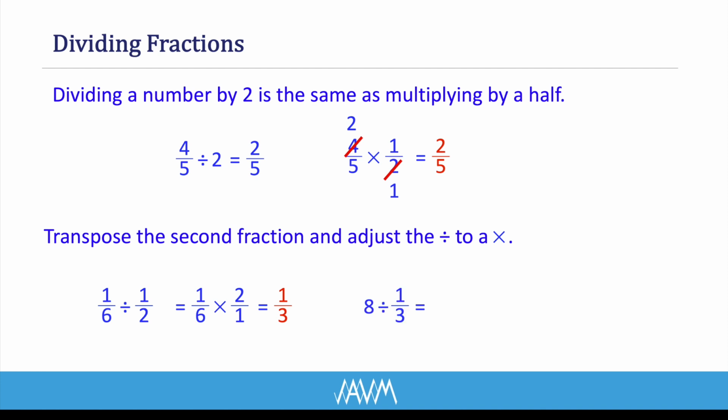We can also use this to divide a whole number by a fraction. This whole number 8 is the same as 8 over 1. Transposing 1 over 3 to 3 over 1 and changing the sign to times, then we have 8 over 1 times 3 over 1, which is 24 over 1, which is the same as 24.